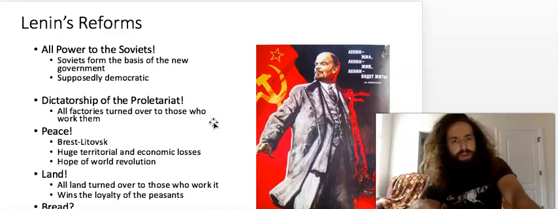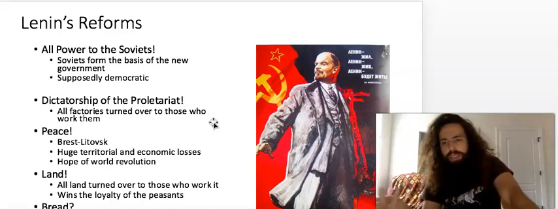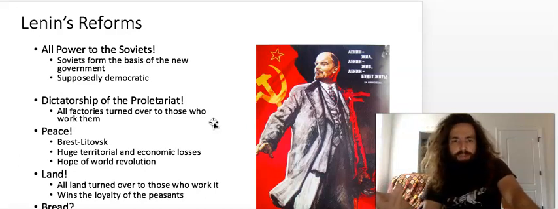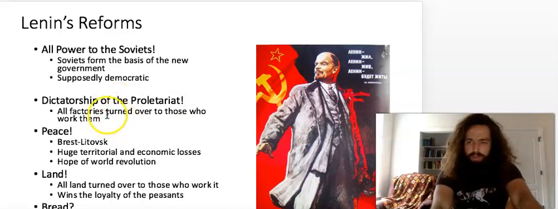Lenin also calls for a dictatorship of the proletariat in which, among other things, the factories are actually given over to the people who work in them. So the people who had been simply working on assembly lines and whatnot are now all of a sudden in charge of questions of production and distribution. So that doesn't really work very well, and we'll talk about it in a little bit.